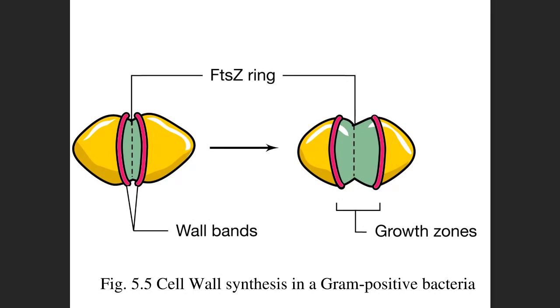The FtsZ protein ring sits in the middle, and that's where the cell division starts. The green area is where the new cell wall is. Okay, so these are the new cell wall, and this is the growing area. This is the old cell wall.